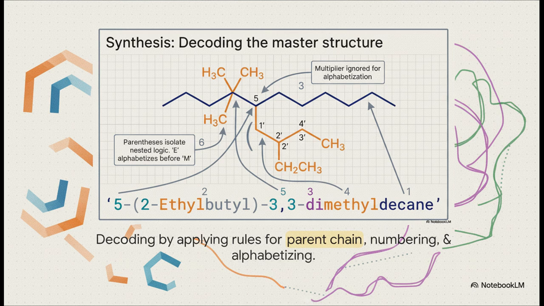Now let's look at carbon 5. We've got one of those complex branches, so we know we're going to need parentheses. Inside that branch, the longest chain is 4 carbons. That's a butyl chain. And it has an ethyl group at its second carbon. So that makes it 2-ethylbutyl. And finally, we assemble the name alphabetically. E in ethylbutyl comes before M in dimethyl. So the full, totally unambiguous name is 5-(2-ethylbutyl)-3,3-dimethyl decane. See? Every single piece has its place.